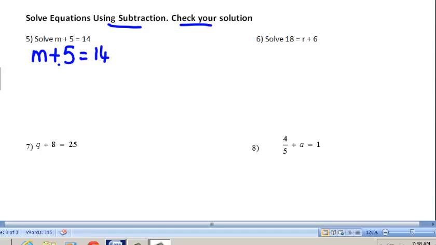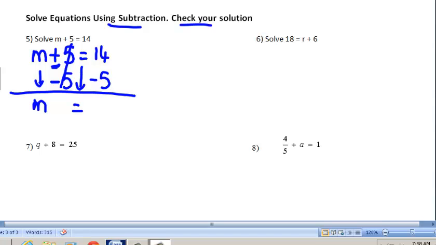Now what's happening between the m and the 5? It's addition. So how do I undo an addition? I'm going to subtract a 5. If I do it on this side, I have to do it on that side. Put a line there. These become 0. This m comes down. The equal sign comes down. What is 14 take away 5? A 9. Okay, this is my final answer.